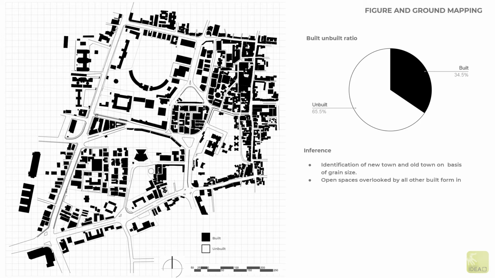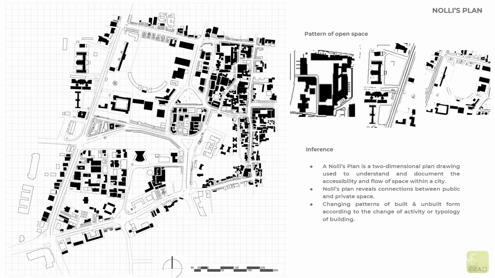From this study, solids are represented by the built form, whereas voids are represented by unbuilt areas open to the public. This mapping gives an identification of old and new city, where the old city structures share a common wall and newly developed structures share boundary walls.